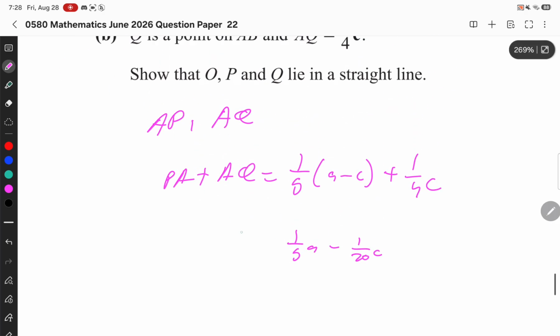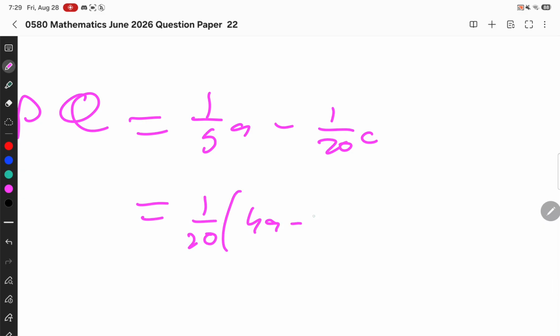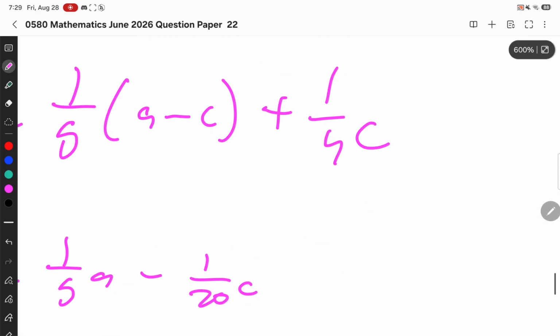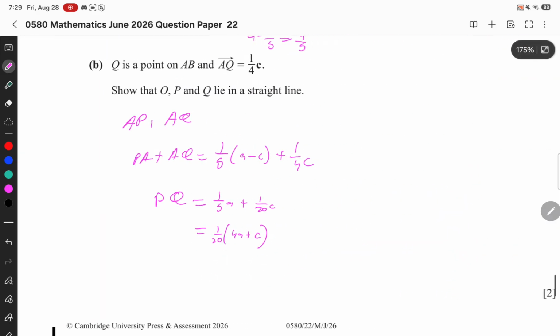Nice. PQ. So in common, we can have 1 over 20 as common. This is 4A minus C. Ooh, no. Yeah. 4A plus C. PQ and OP is equal to that. So PQ is equal to k OP. So 1 over 28.